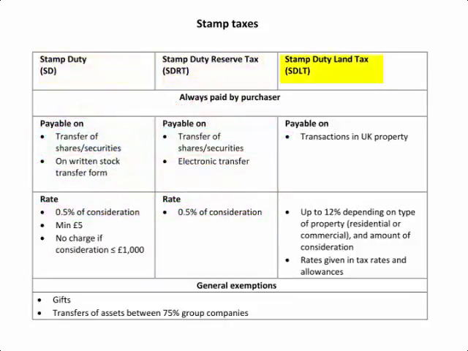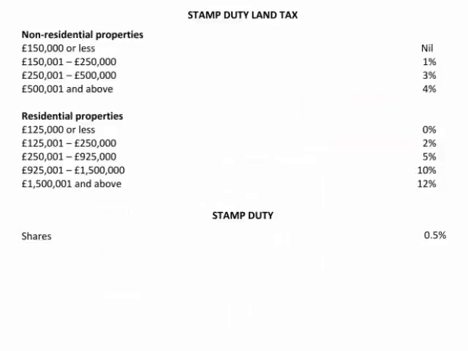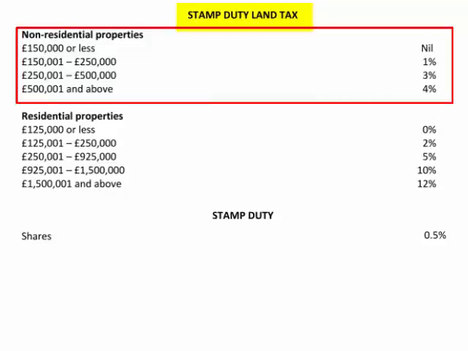Stamp duty land tax is paid on UK land and buildings and can be up to 12% depending on the type of property and the proceeds, and the rates are given in the tax tables. And if we have a look at the tax tables just to see the information that is provided, we have the rates for stamp duty land tax, and you can see that we have different rates for non-residential properties and residential properties. If we look at non-residential properties first, so this will be commercial properties, and this is probably what you're most likely to see in the exam.